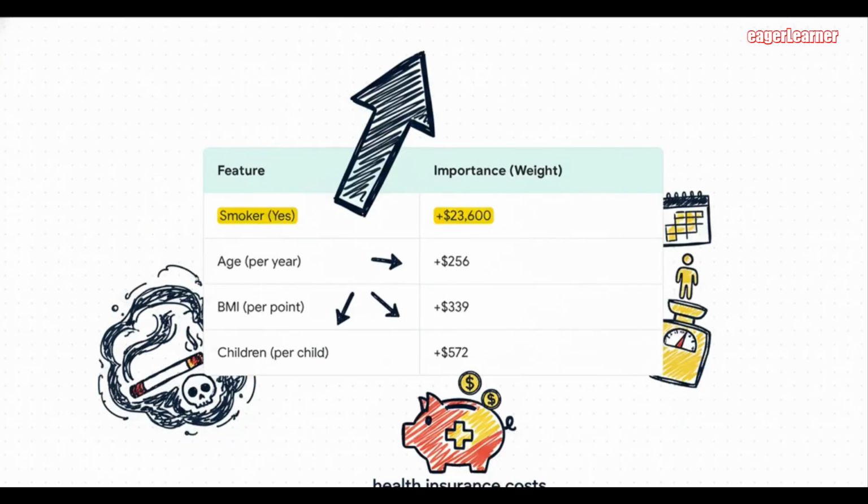And here we go. The model's verdict is in. It's basically boiled everything down into a simple recipe. For every year older you get, it tacks on about $256. For every point your BMI goes up, add another $339. But just look at that top line. The single fact of being a smoker, that alone adds an average of over $23,000 to the bill.